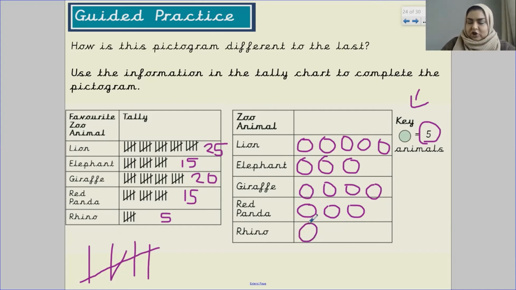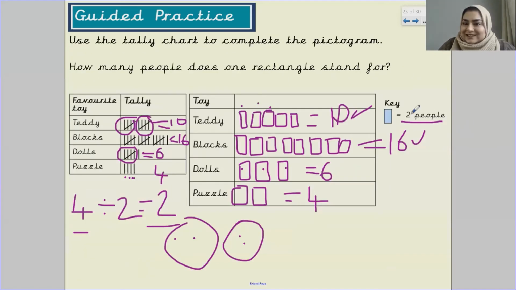Now this is what your chart should have looked like. Fantastic. And the way that this pictogram is different to the last one is this key shows 5. One picture representing 5, whereas the last key showed 1 picture representing 2s.